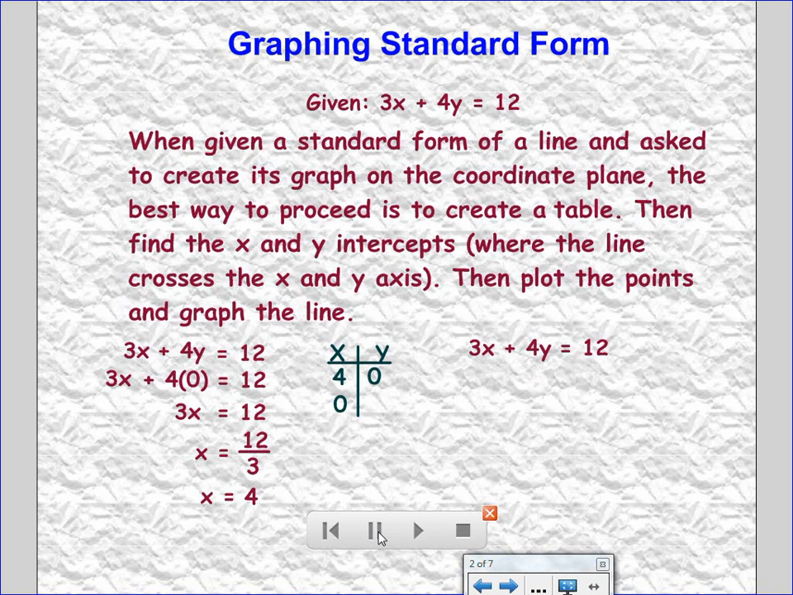Now, having found one point on our graph, we want to have 2 points. Why? Because you can only graph a line using 2 points. And the second point will be the y-intercept. The y-intercept is where the line crosses the y-axis, and it only occurs when x equals 0. So when x equals 0, again we use the zero out method, which makes that term disappear. 3 times 0 is 0, which leaves us with a one-step equation in the form of 4y equals 12.